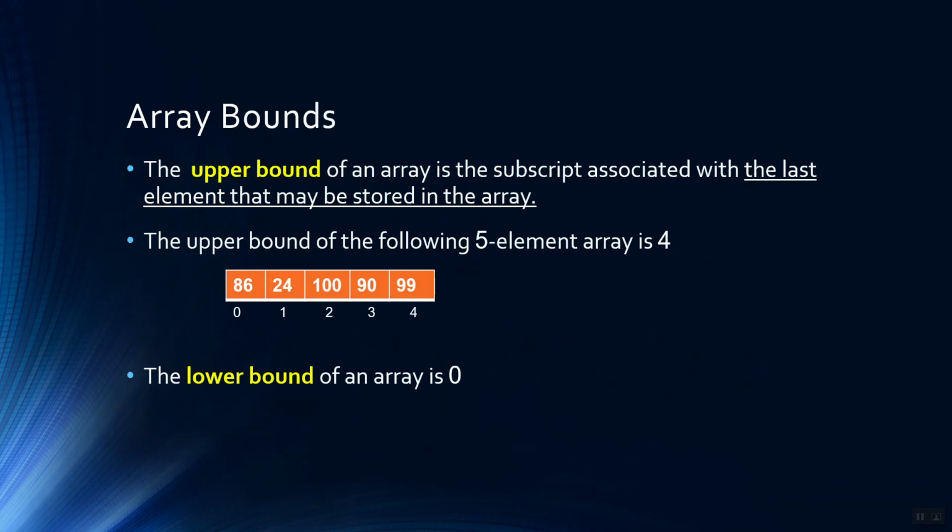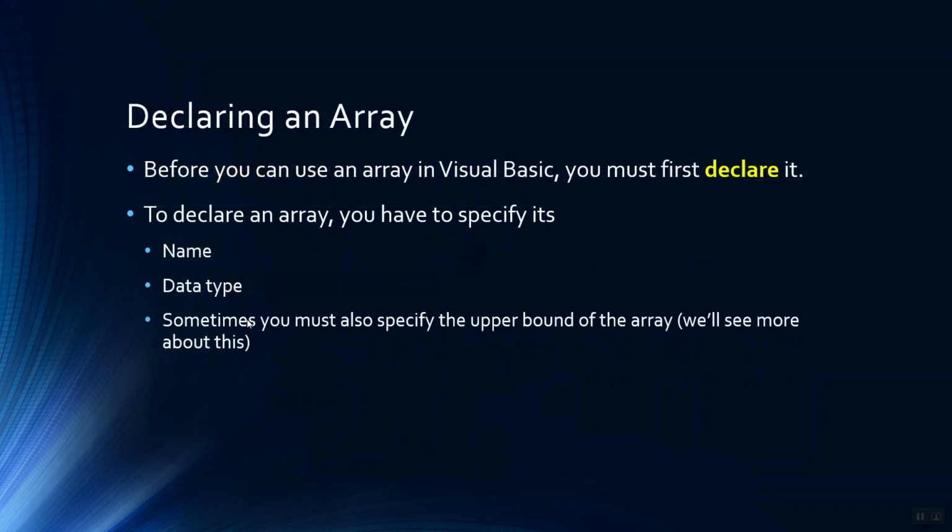An upper bound of the array is nothing more than the index associated with the last element stored in the array. So if you have a 5-element array, the upper bound is 4. The lower bound of any array is 0 because indexing always begins at 0. To use an array, just like other variables in Visual Basic, you first must declare the array. And to declare it, you have to specify its name and the type of data that's being stored in the array.